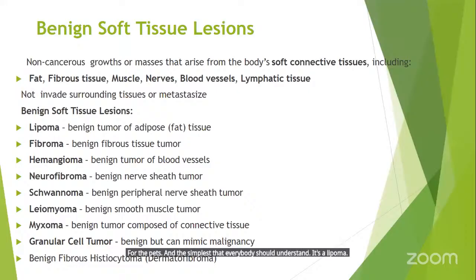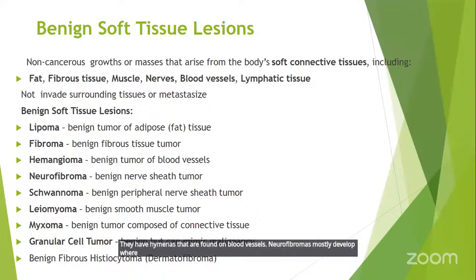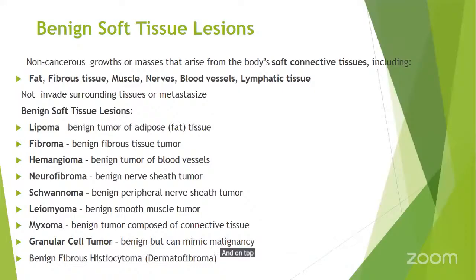A lipoma is a small swelling associated with fat accumulation associated with pressure. Like if somebody was knocked by something, they develop some swelling, which is very simple, not painful. It's called lipoma. We also have fibroma. We have hemangiomas that are found on blood vessels. Neurofibromas mostly develop where the nerve endings are and on top of the skin. Schwannomas, we have leiomyoma.